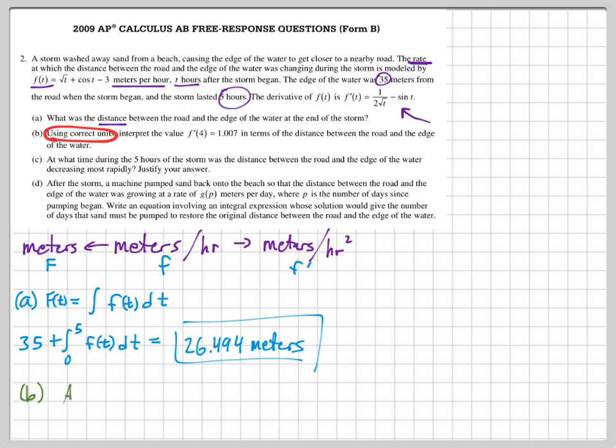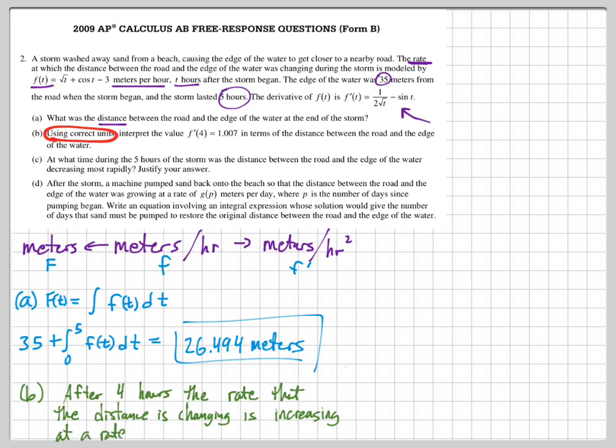When I write my answer, this is what I'm going to say. I'm going to say after 4 hours, the rate that the distance is changing is increasing at a rate of 1.4004 meters per hour squared. Oh man, that's huge. So I would get a point for just writing meters per hour squared, and then the other point would come by me saying that the rate F is increasing. Okay, so that increasing word is huge.